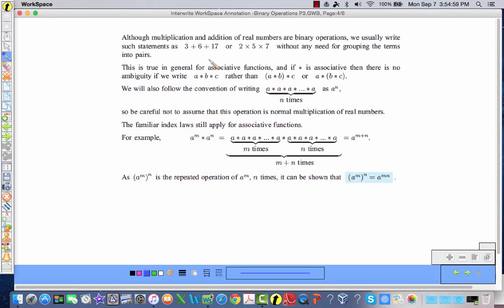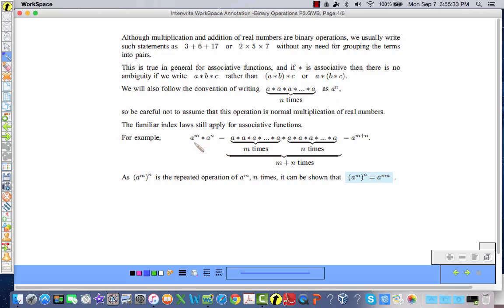When we have multiplication and addition of real numbers, we don't have to group them. It means the same thing regardless. We just take it for granted that it's associative. And this is true generally for associative functions. If star is associative, then there is no ambiguity if we just write it like this rather than using parentheses.